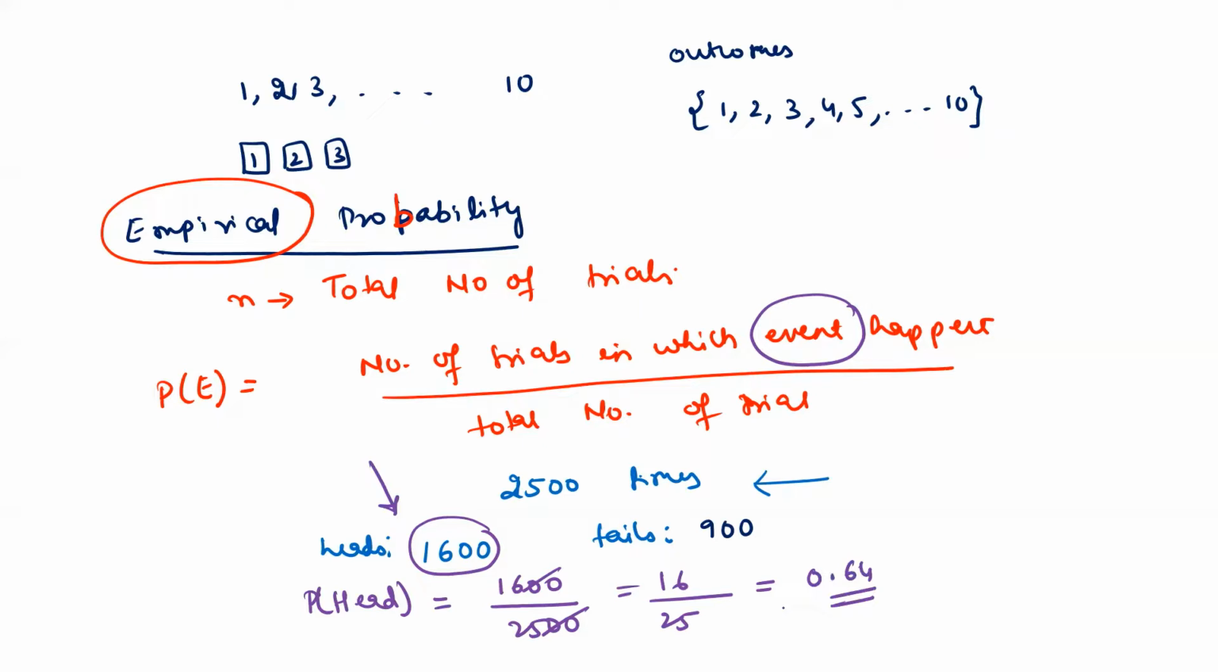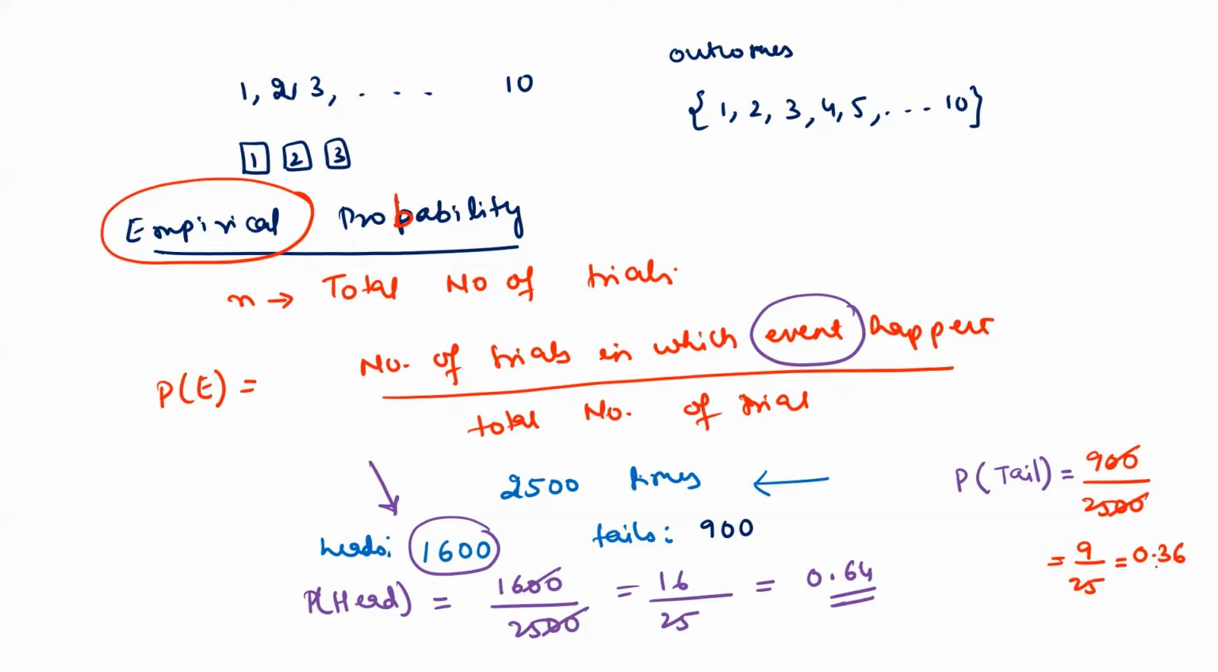Now I want you to calculate the probability of getting a tail. How many times has tail occurred? 900 times. How many trials are done? 2,500 times. What is that simplified? 9 by 25, which is 0.36.